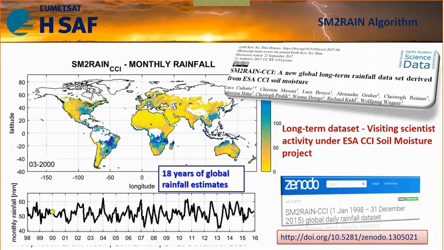We have applied the SSM-derived to several satellite soil moisture products. In this case, you can see the application to the ESA CCI soil moisture product. In this way, we are obtaining a very long soil moisture derived rainfall data set. In this case, we have 18 years of rainfall estimates. And the data set is freely available at Zenodo. So if you want, you can test the data yourself.